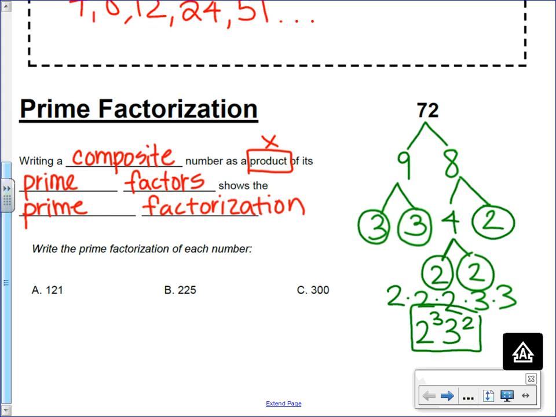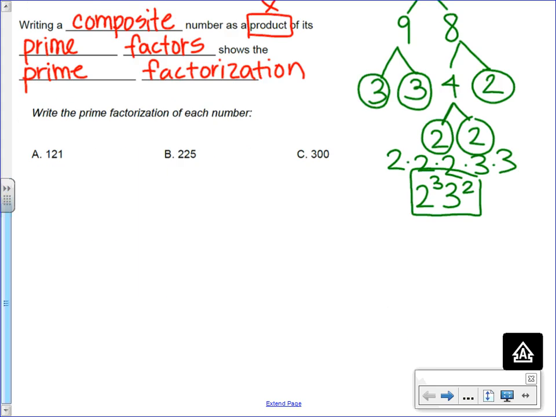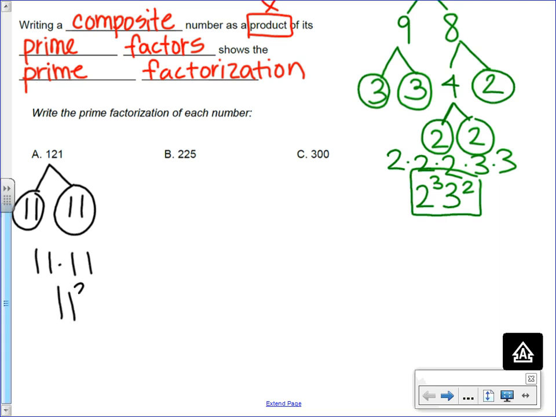Does everyone understand that? Pretty simple stuff. All right, let's do 121, because 121 is one of those ones that can kind of throw you for a loop. Does anyone know what multiplies together to get you 121? 11. Yeah, 11 times 11. What's the funny thing about 11 and 11? They're both what? Prime. So this one's easy. So the prime factorization of 121 is 11 times 11, or 11 to the second power.